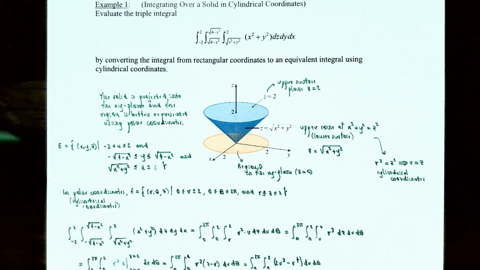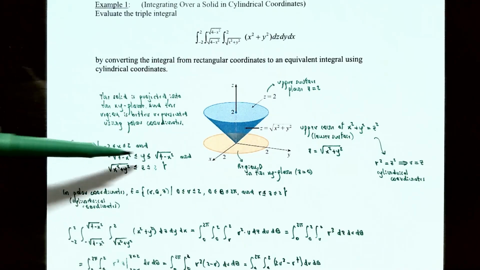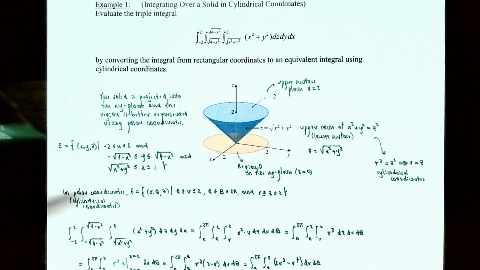So the region E starts with rectangular coordinates x, y, z for any point in this solid. The x values are between -2 and 2. The y values are between a lower curve and an upper curve, negative square root 4 minus x squared and positive square root 4 minus x squared. And then the z values are between two surfaces, z equals 2, the plane, and z equals square root x squared plus y squared, which was the cone.